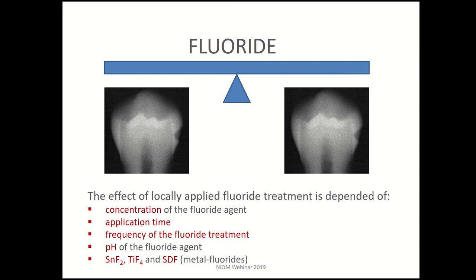The caries prophylactic and arresting effect of the locally applied fluoride treatment has been emphasized and is dependent on the following factors: concentration of the fluoride agent, higher concentration, better effect; application time, longer application time gives a higher effect; frequency of the fluoride treatment, the more often the better; pH of the fluoride agent. With more acidic fluoride agents, meaning lower pH, a more effective anticariogenic effect is reported. And finally, the presence of metal fluorides, such as stannous fluoride and silver diamine fluoride, has been proven effective in both caries prevention and arrest. However, on the Nordic market, there are only a few products containing such agents.